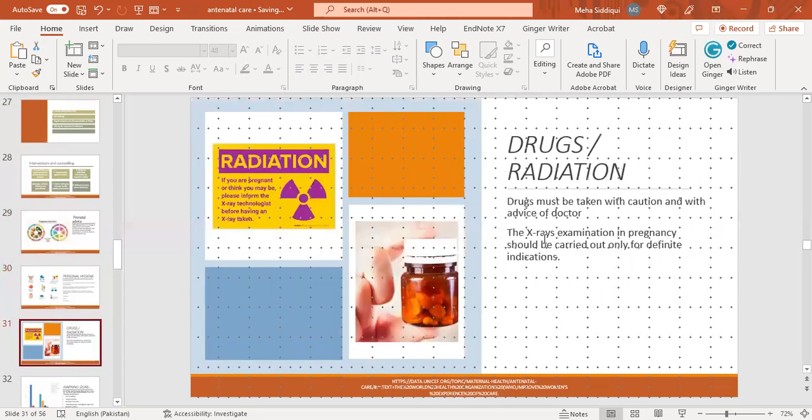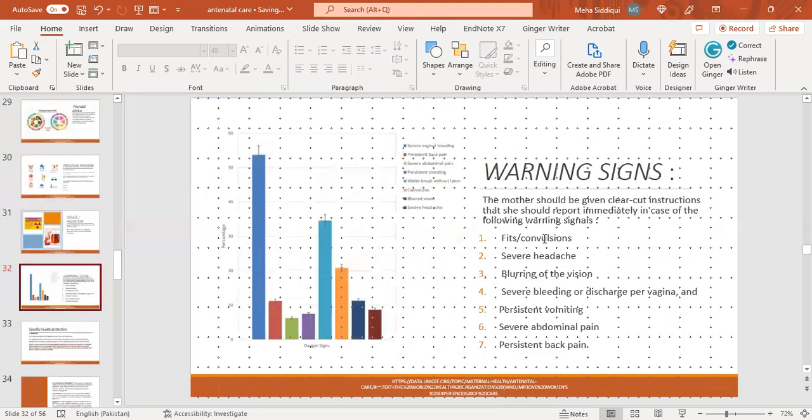Then comes drugs and radiation. Drugs must be taken with caution and with the advice of a doctor. X-ray examination in pregnancy should be carried out only for definite indications.